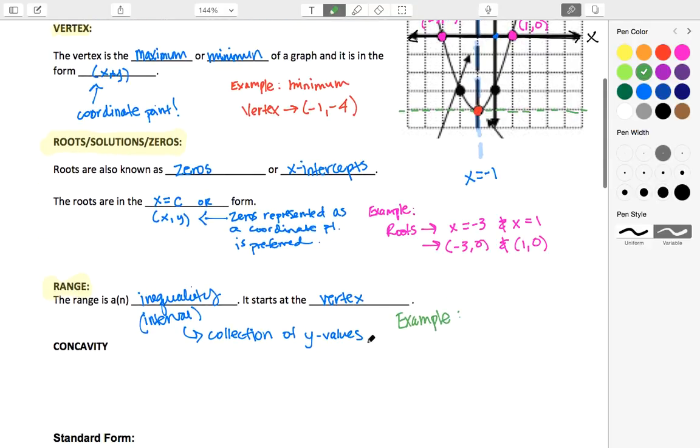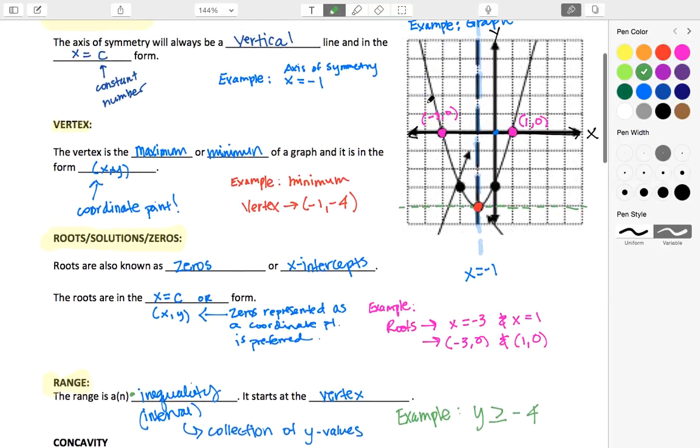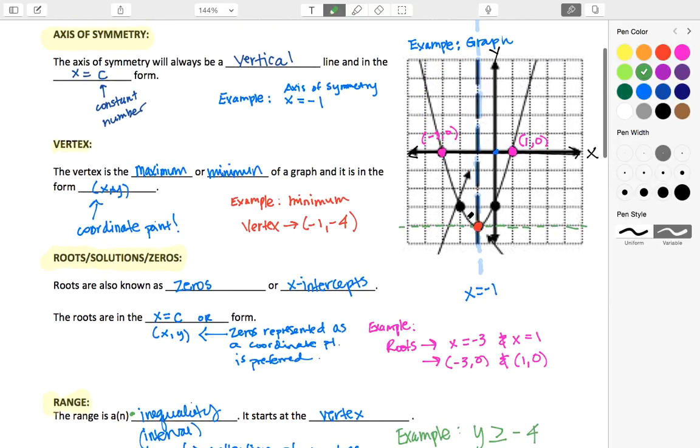So the best way to represent this is with an inequality, which is what we've highlighted right here. So in this case, we can say the range is y is greater than or equal to -4, and that's it. Again, it just means that our graph is above or touching -4. It includes all y values at -4 or above -4, but not below.